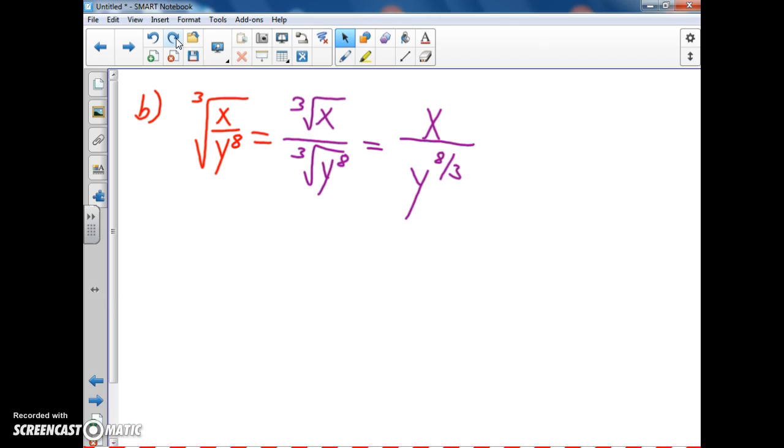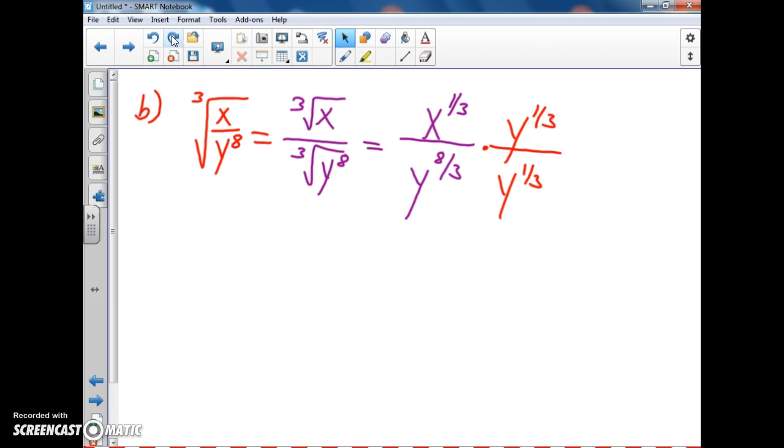Okay, now here comes the hard part. We have y to the 8/3, but we want it to be y to a whole number. A whole number. 1, 2, 3, 4, 5, 6, 7. What would you have to multiply by to make it a whole number? Not 3/8. 1/3. You got it. Y to the 1/3 is right. Good. You have to multiply this by y to the 1/3.